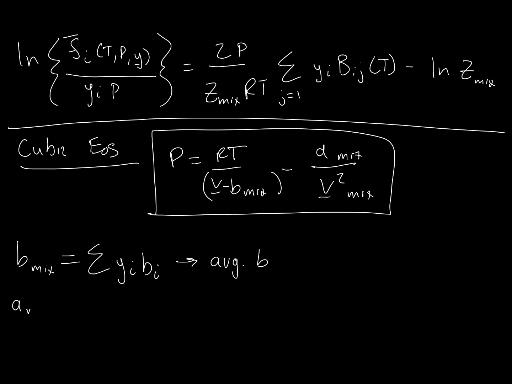Now for the A of the mixture, basically we're just going to beg, borrow, and steal from StatMech. We're going to say, look, if it works well enough for the virial equation of state, it's good enough for the cubic equation of state. And so we're going to use a form that looks almost identical.